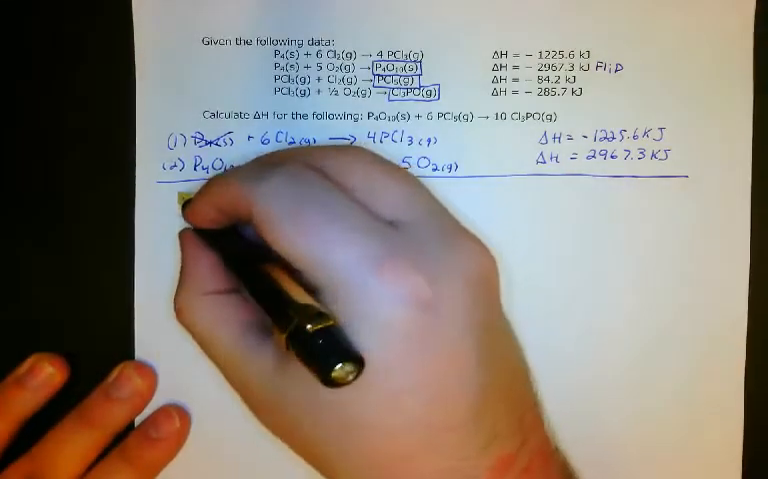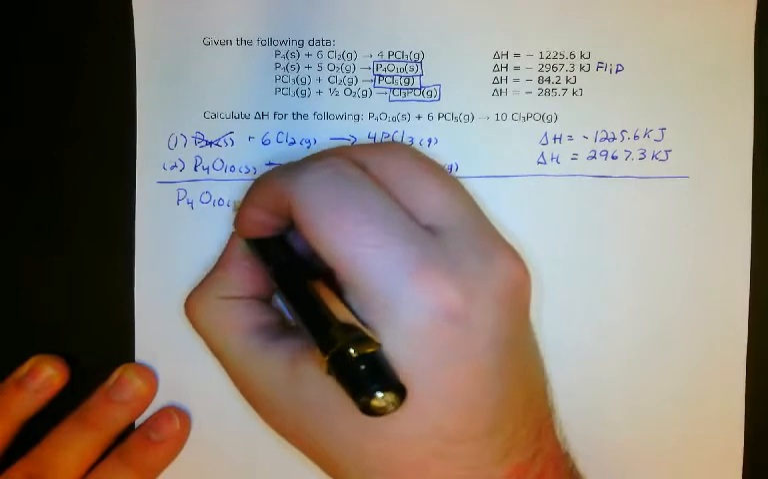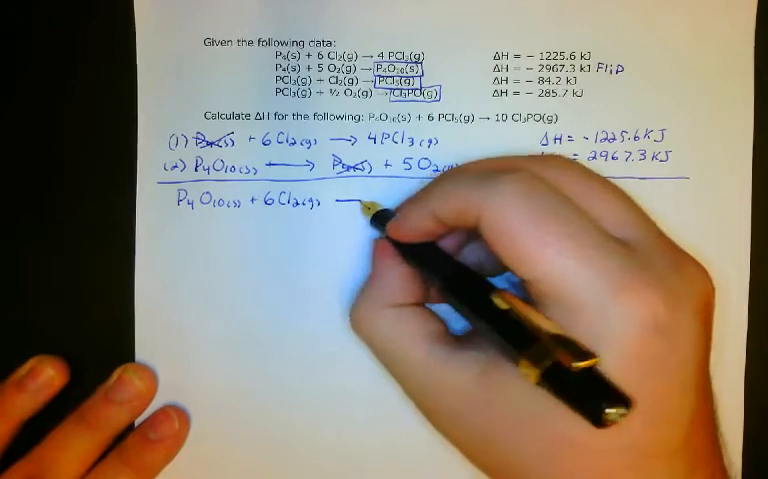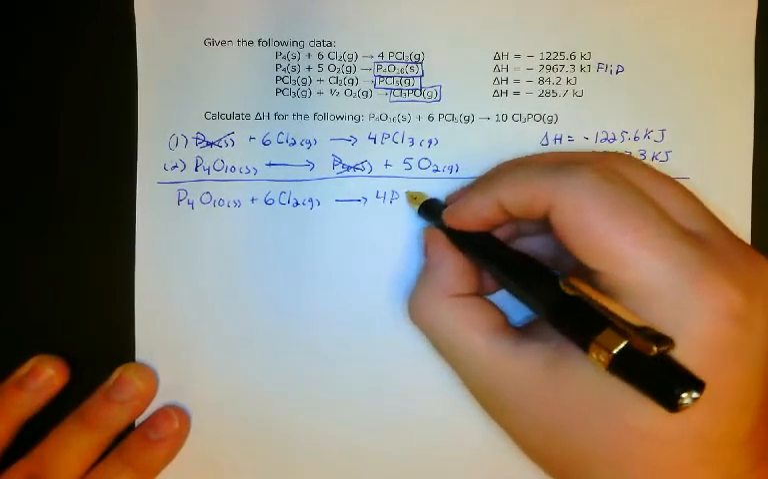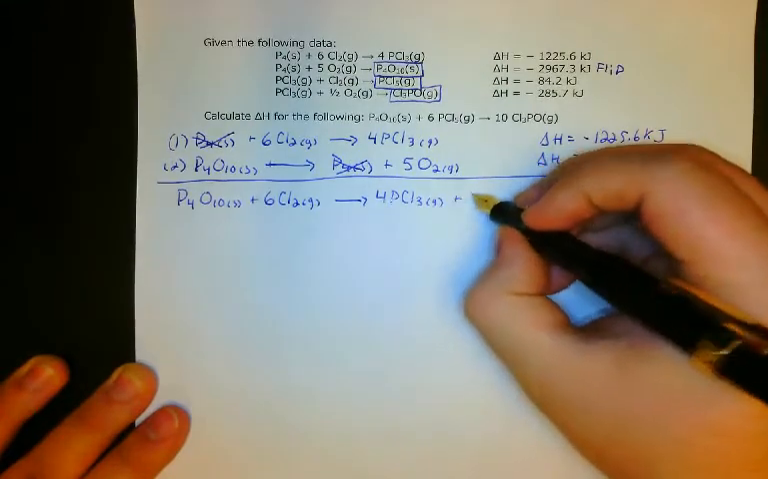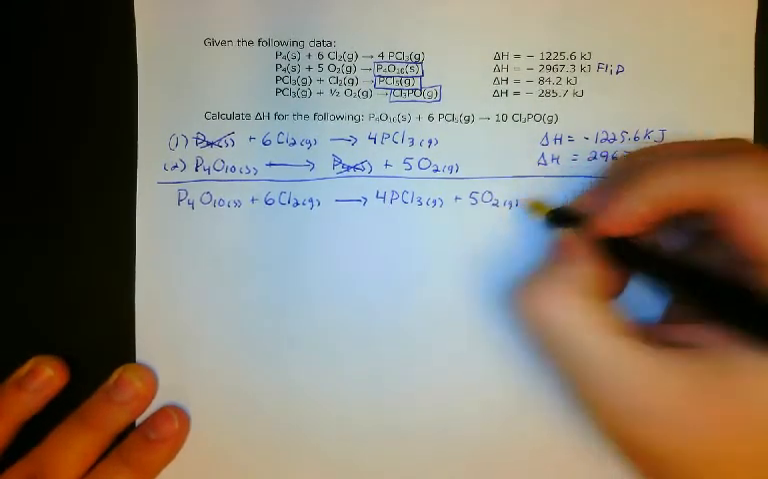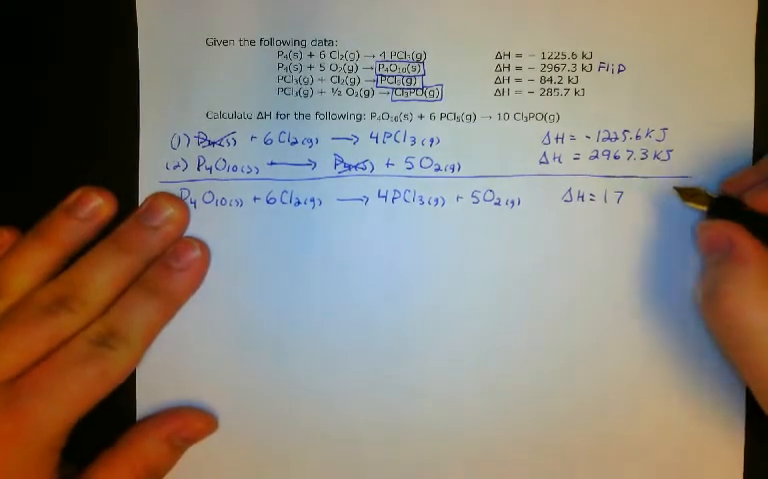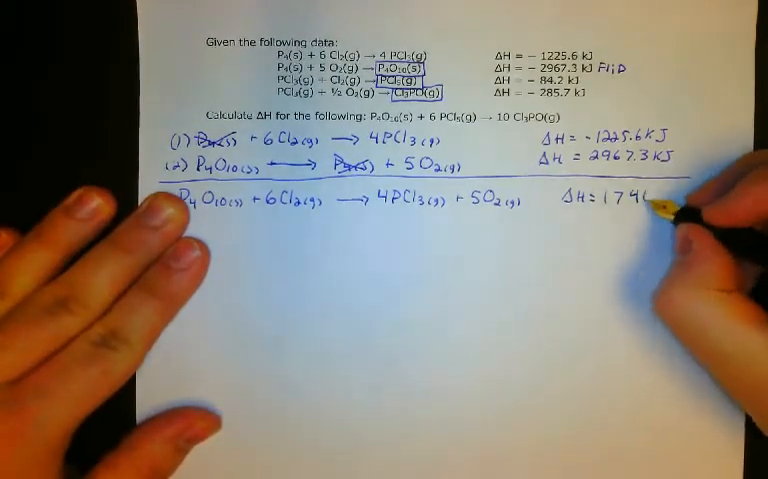So I end up with P4O10 plus 6Cl2 is going to decompose to 4PCl3 and 5O2. And my change in enthalpy at this time is negative 1,225.6 plus 2,967.3. So 1,741.7 kilojoules.